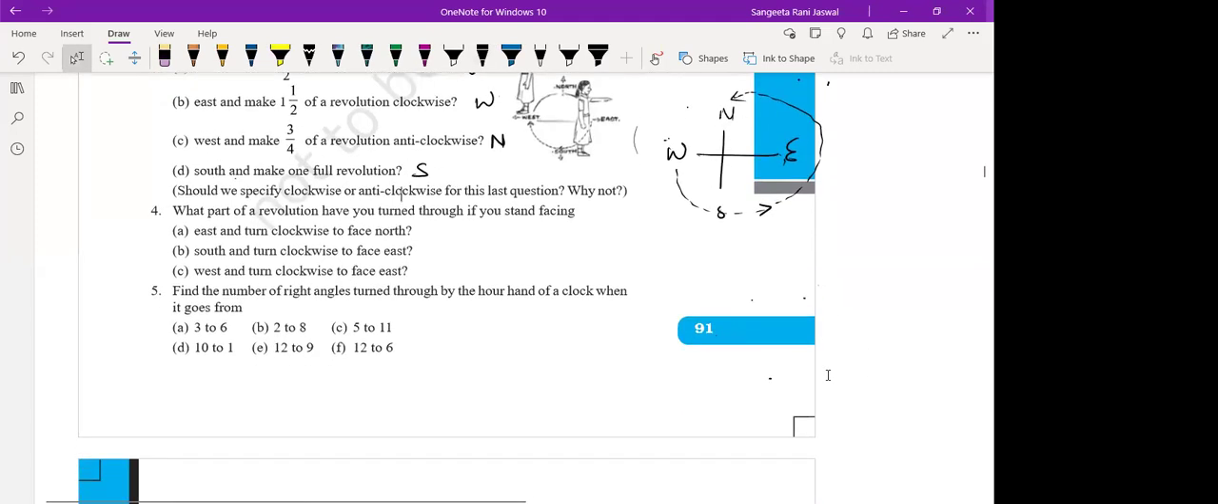Okay, next is what part of a revolution have you turned through? That means now you have to tell how much fraction have you turned through, if you stand facing east and turn clockwise to face north.